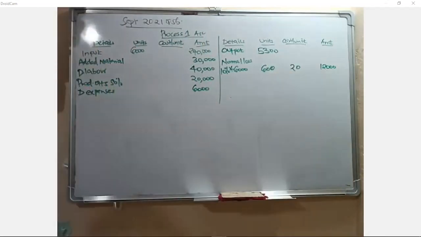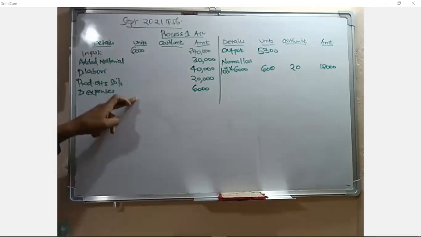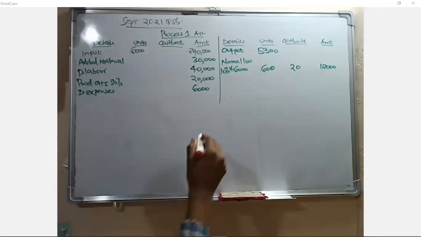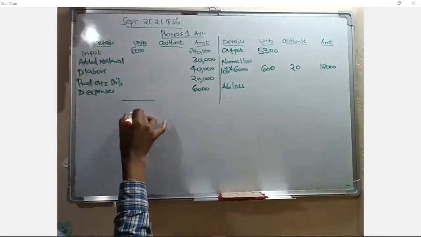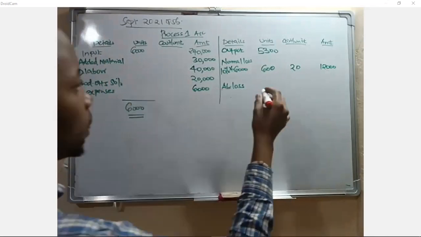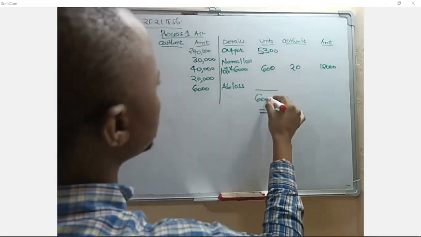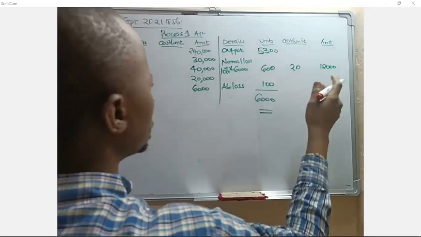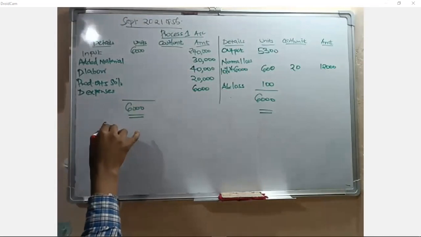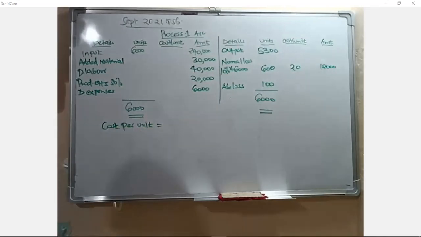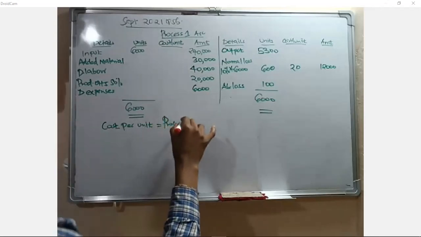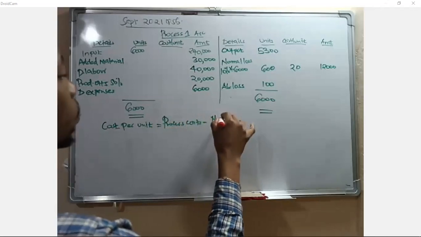Now, from there, we have to look at balancing the units in the debit and credits. It means the balance which remains here lies for normal loss, because this is a total of 6,000, yeah? And then here, we also have to balance our units to 6,000. So the difference I know is 100 shillings. We don't have the cost per unit. So to get the cost per unit, you have to take the process costs, normally called the process costs, minus the normal loss costs.